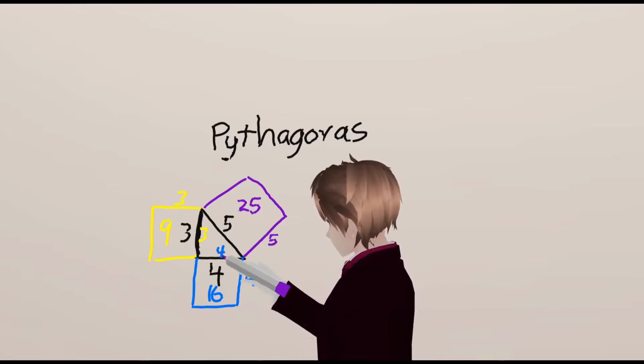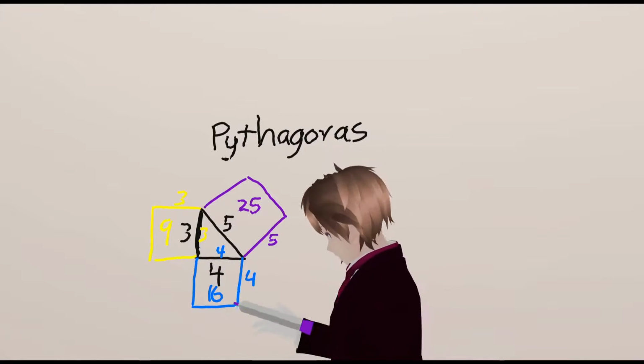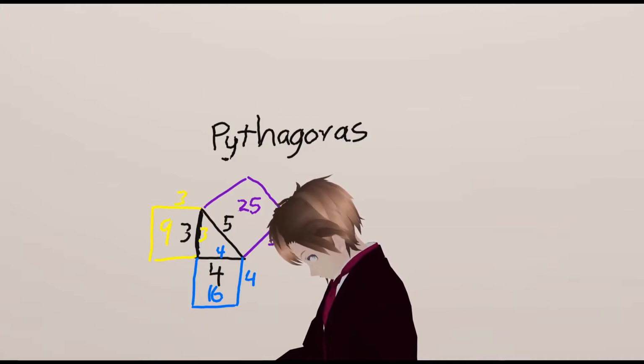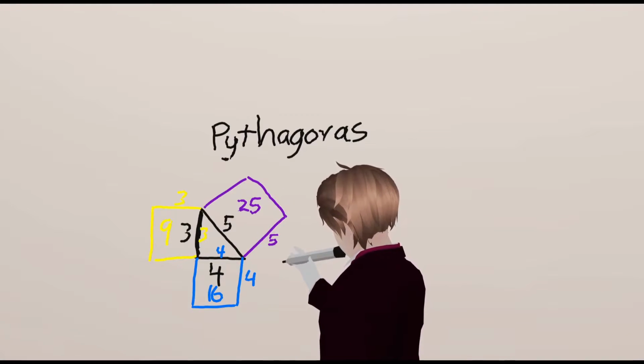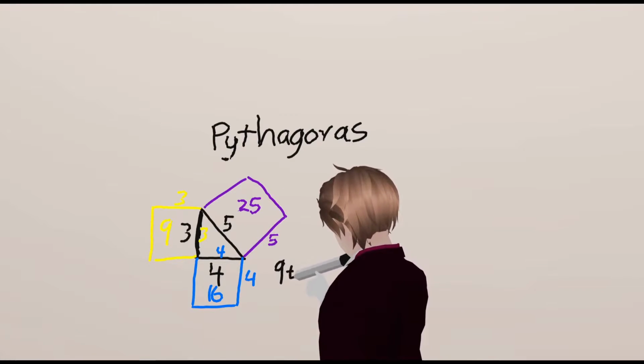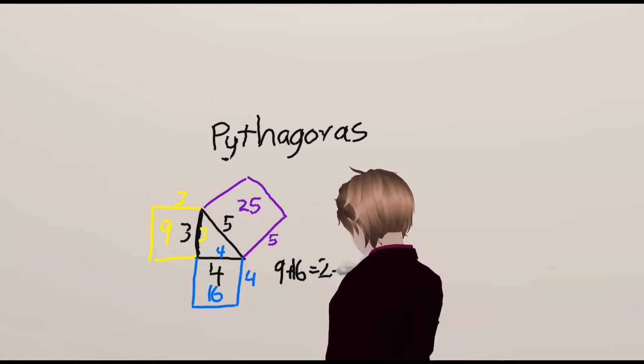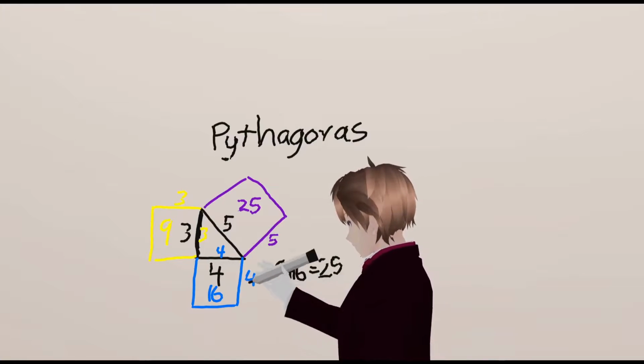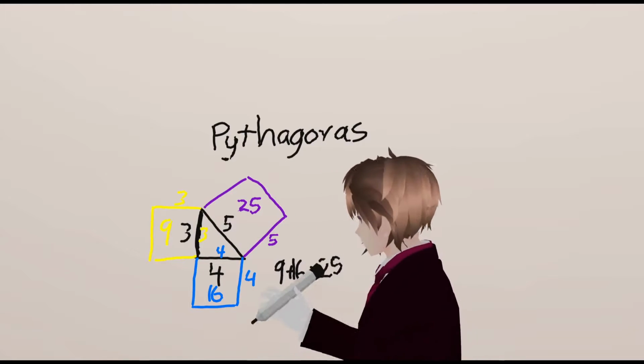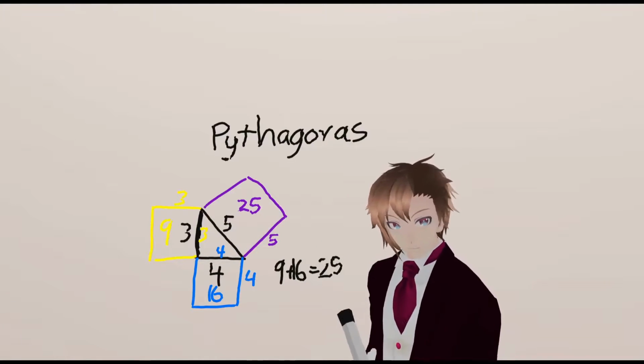You can see here, I have an area of 9 and an area of 16. 9 plus 16 is equal to 25. So these two squares add up to become this square.